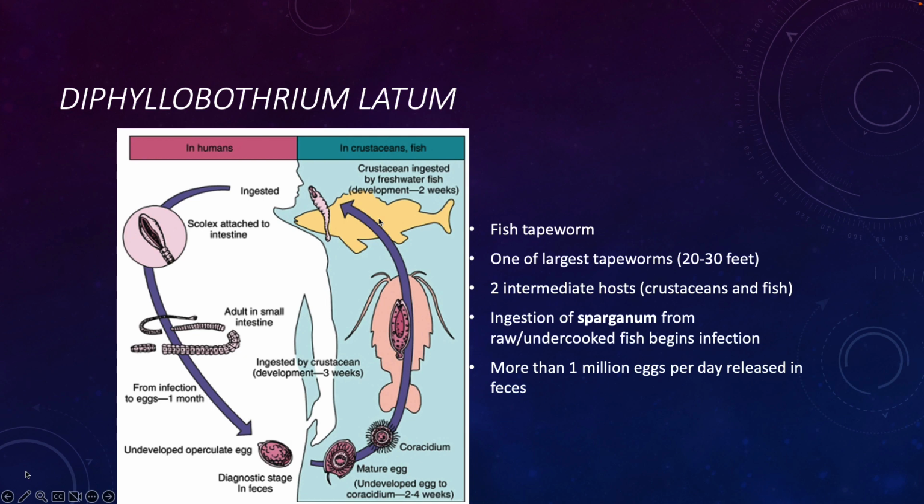Again, I'm not going to ask you about the life cycle. It is what it is. Human patients will get the infection through the consumption of raw or undercooked fish. So the patient will eat the larval form that's inside of the fish, which will mature into an adult. The adult will start laying eggs, right? There's your life cycle. In infected patients, they could be releasing up to 1 million eggs per day, or passing some of the proglottids in the feces.